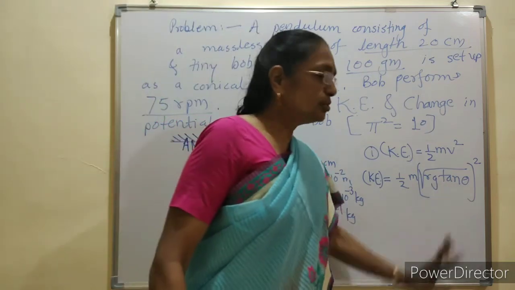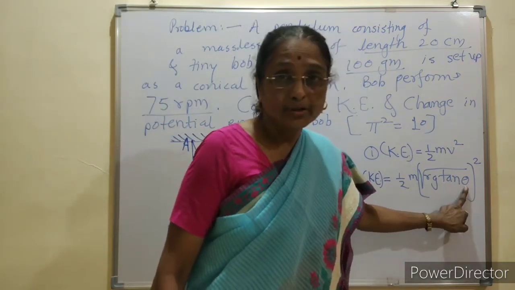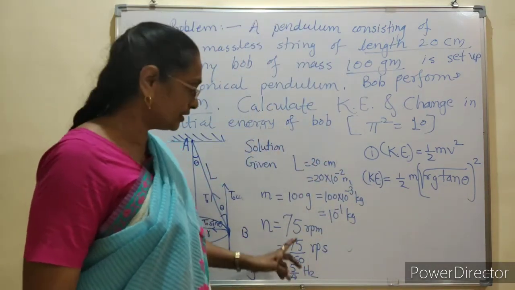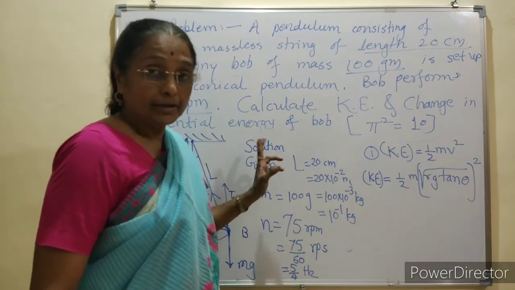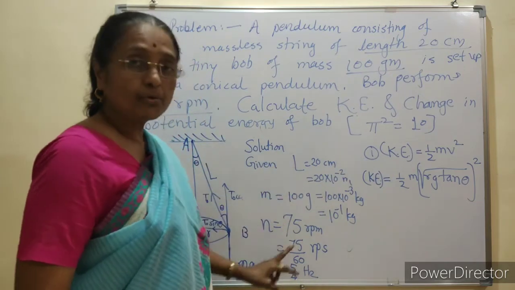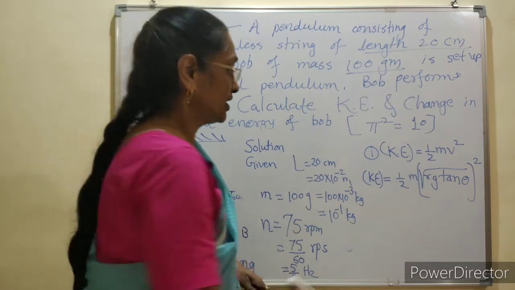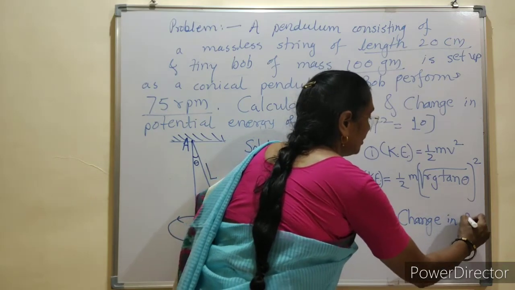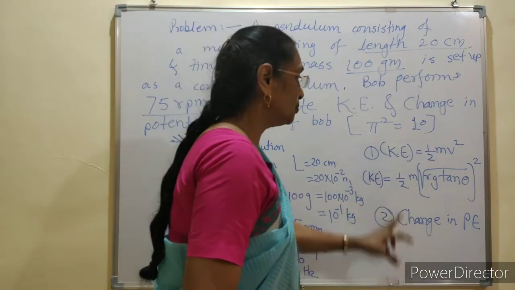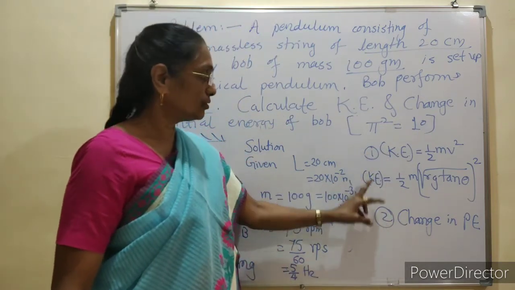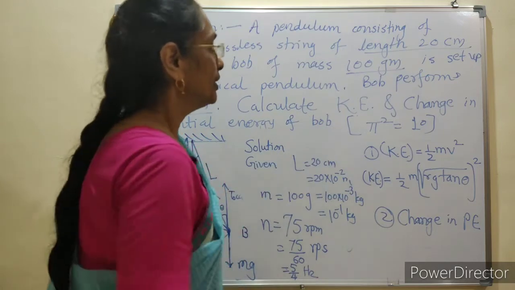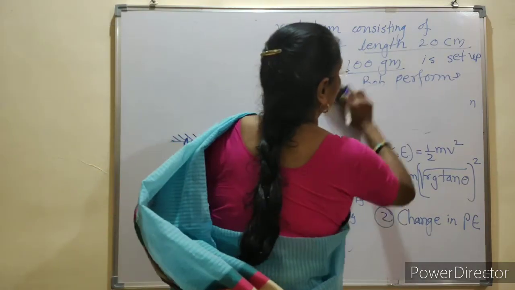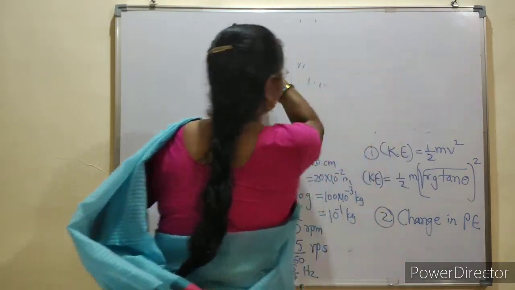So for the substitution, we must know theta. But here theta is not given in the problem, but some values are given. Those values we can use, and theta can be calculated from them. And the second question is related to the change in potential energy. These two questions we have to solve in this problem. Here we take these steps like this.